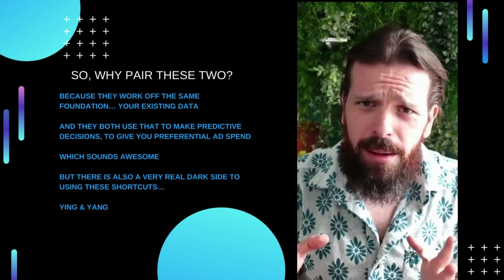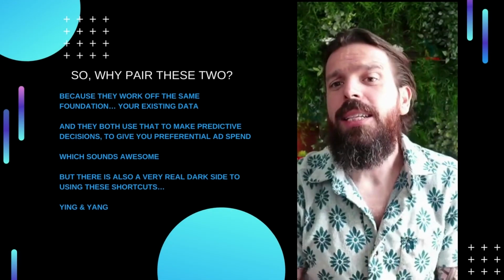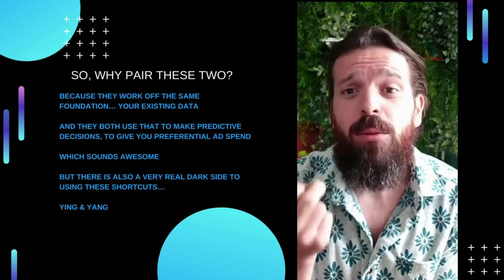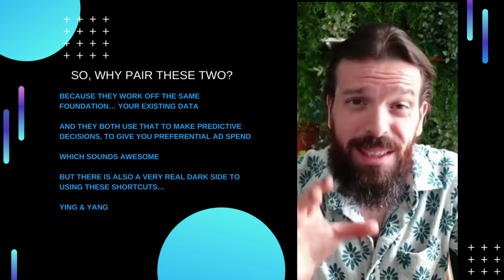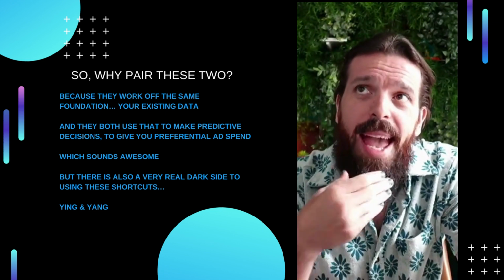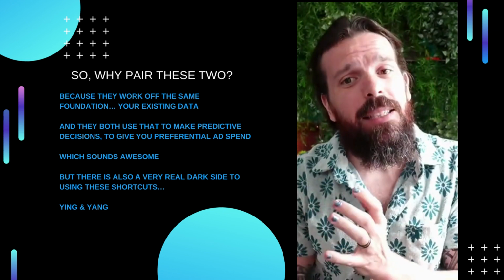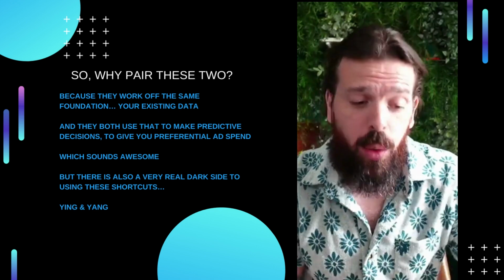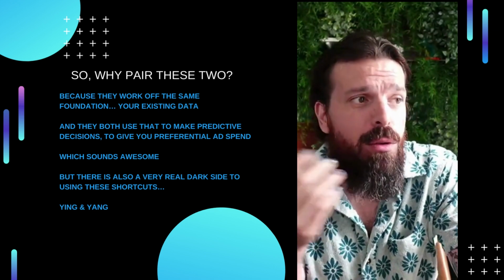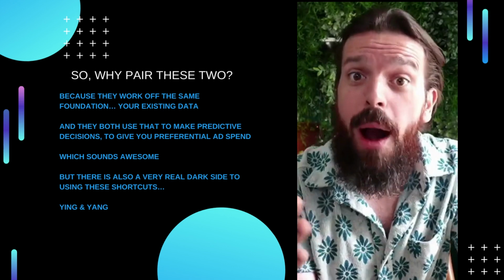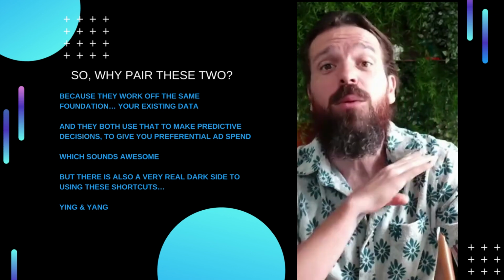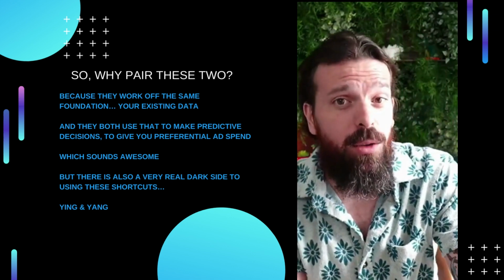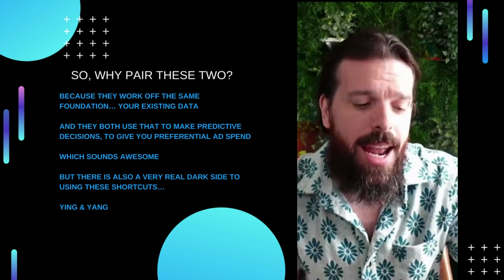So why pair bid caps and lookalikes? Well, they both work off of basically the same foundation, your existing data. And they use your existing data to make predictive decisions to give you preferential ad spend among the available inventory. Basically, they say, well, we know who's going to probably like you, so let's go out and find them, which is great. That sounds awesome. But there is a super deep dark side to using all these shortcuts. Of course, yin and yang.